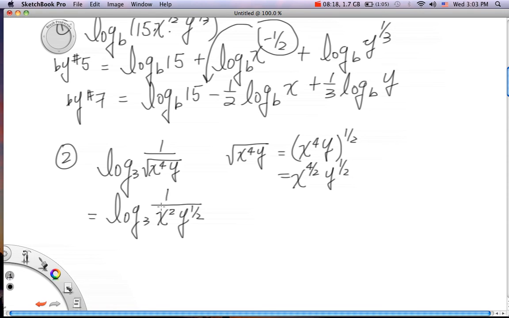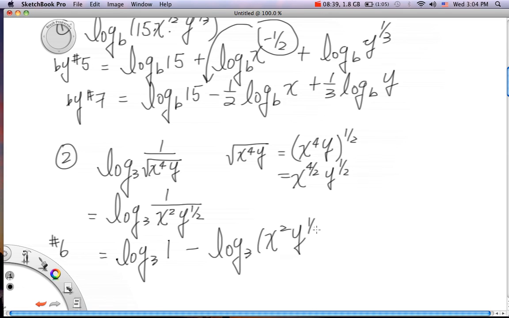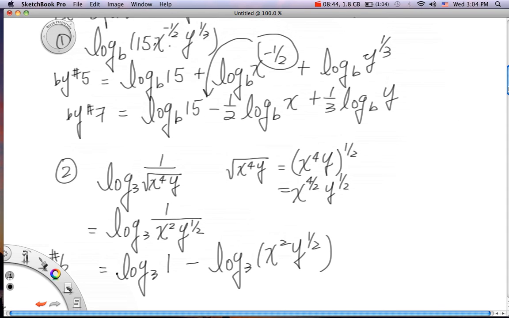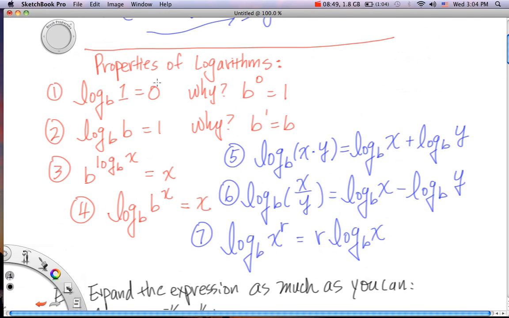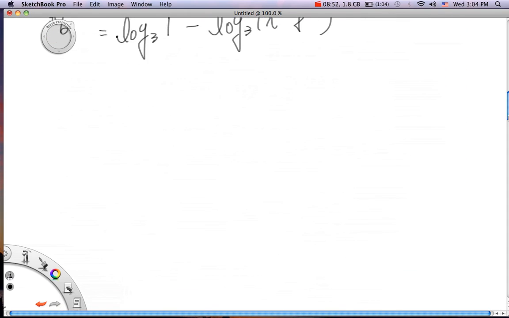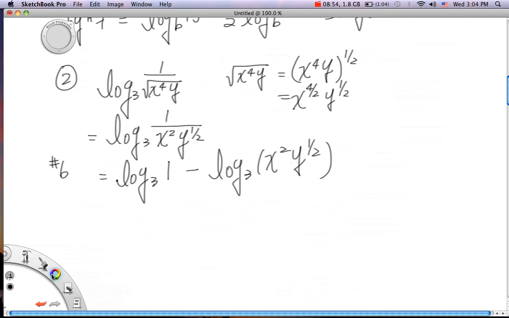Now, here you have 1 over, and that's in the denominator. Now, on one hand, you could use rule number 6 and say that's log base 3 of 1 minus log base 3 of x squared y to the 1/2, right? You could do that because that's a division. And then if you recall, let me go back to the top here, okay? Log of any base of 1 is equal to 0. So this part is equal to 0, right?